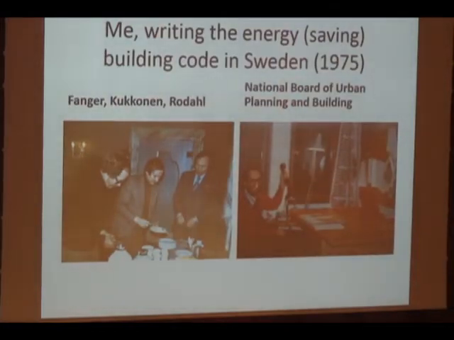At this time, I was writing the building code in Sweden, the energy saving building code, 1975. At the National Board of Urban Planning and Building, and we had the Nordic Committee, where we worked together with Fanger, Esko Kukkonen, Rådahl. I don't know if Esko is here. He should be here. Hi, Esko, stand up. So he has been along for a long time.